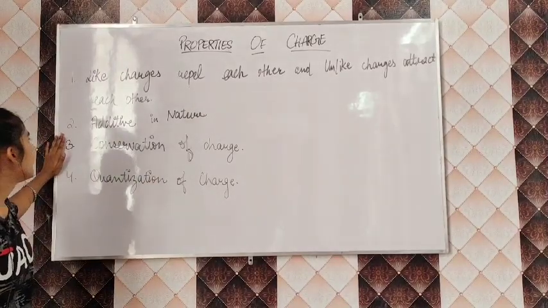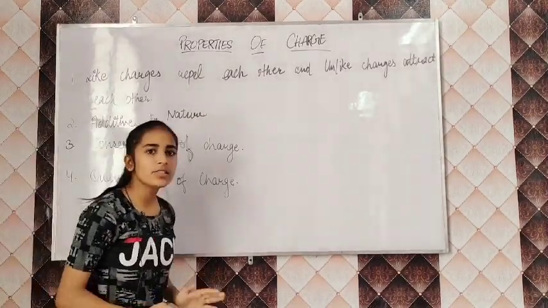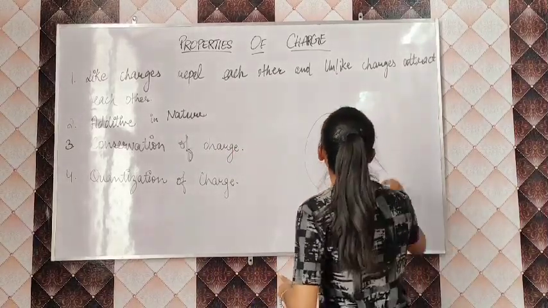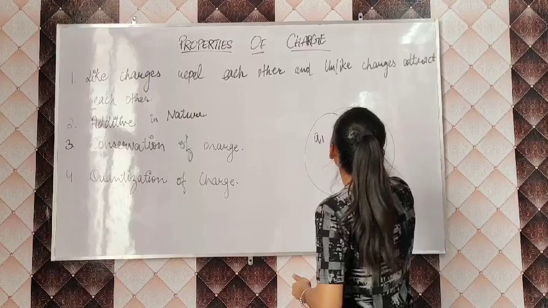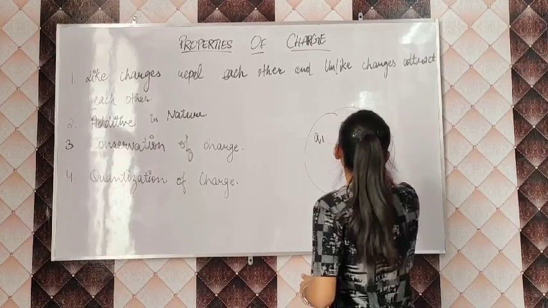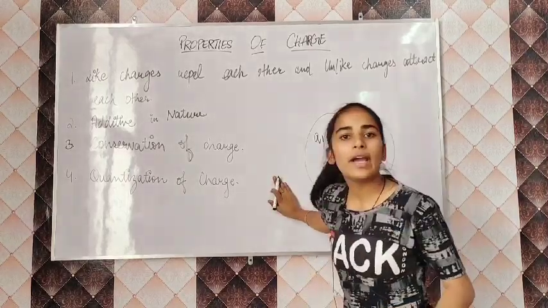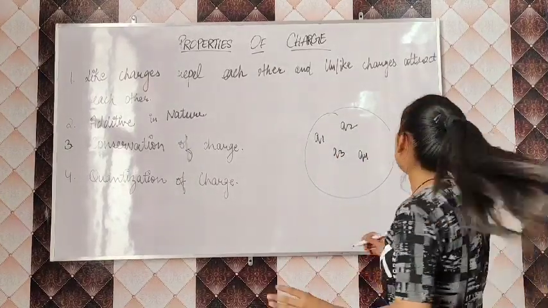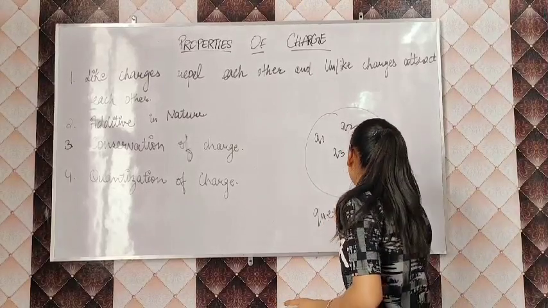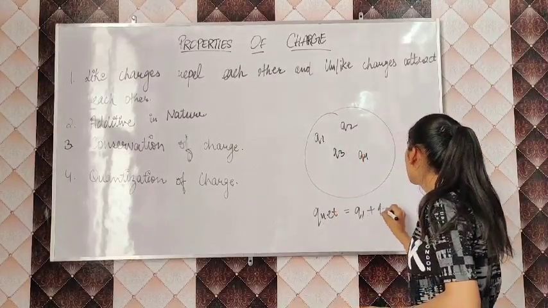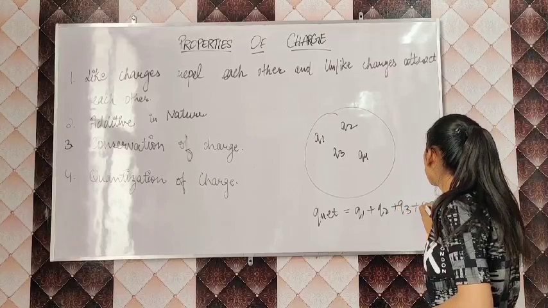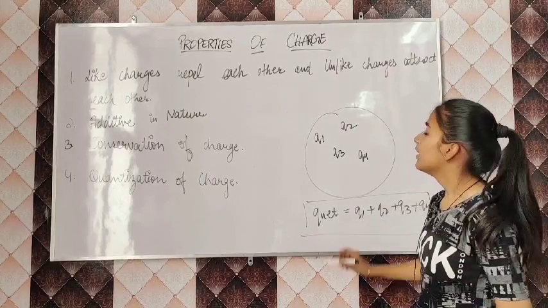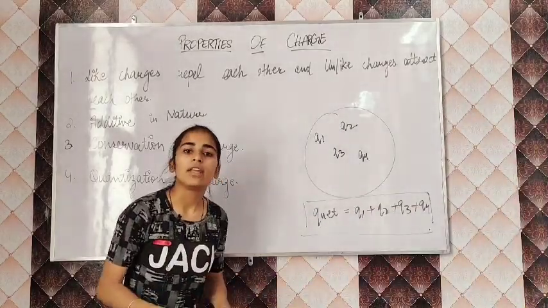Its next property is that it is additive in nature. Yes, we know charges are additive in nature. Let's consider here a body with charges Q1, Q2, Q3, Q4. Now, can we find the net charge on the body? Yes, of course we can find the net charge on the body: Q1 plus Q2 plus Q3 plus Q4. This proves that charges are additive in nature.